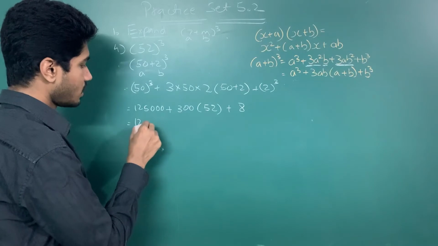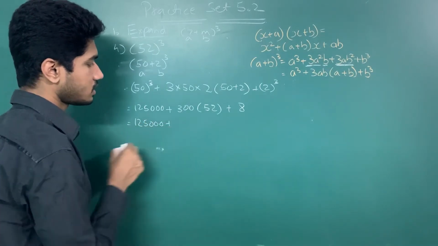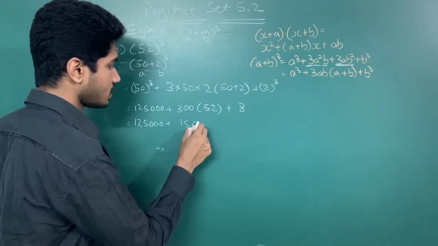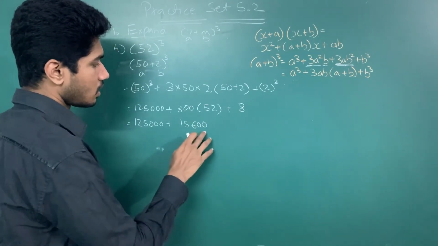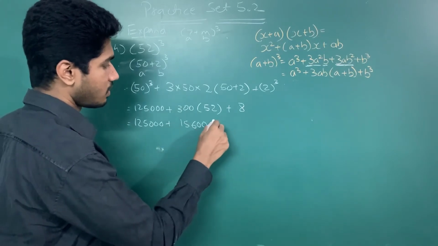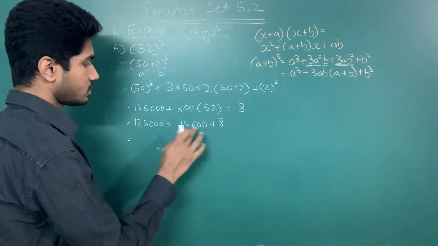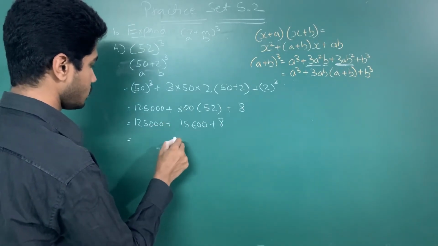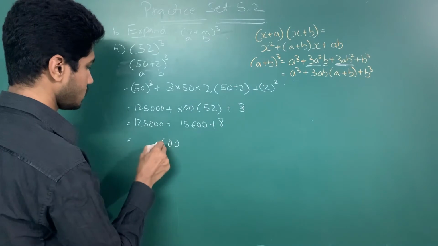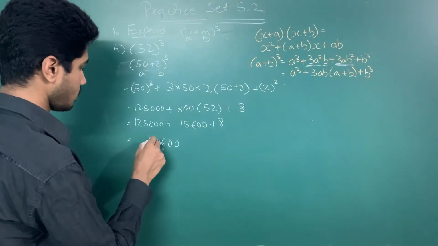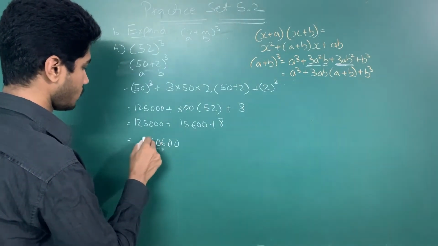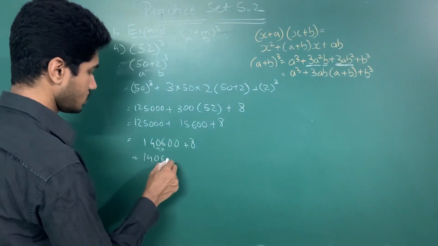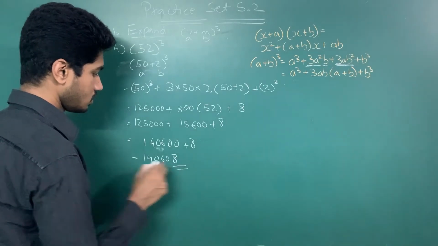Now in this case, 125,000 plus, when we multiply this we get 15,600, plus 8. When we add all three, what addition will we get? That is nothing but 140608. So this is your final answer.